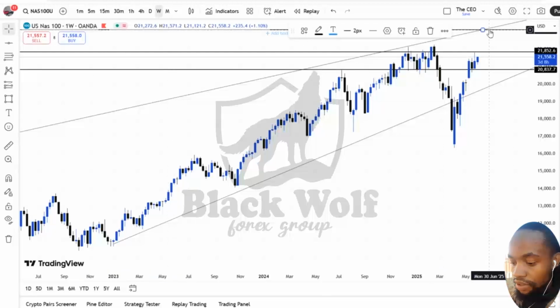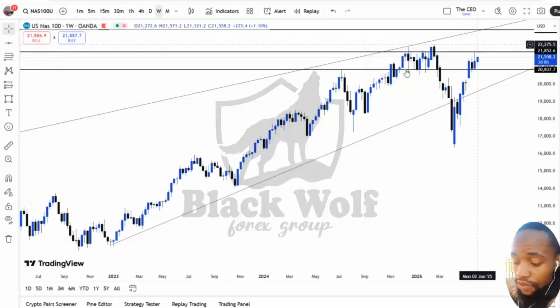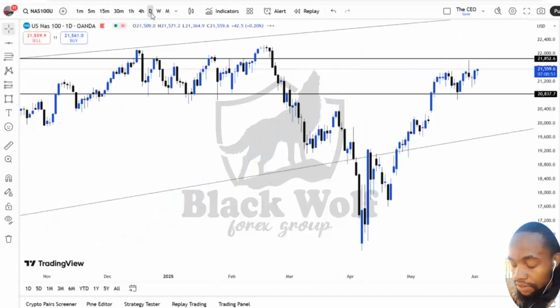So I'm gonna put another level there, because so far it's that interception here. We suspect that the market might reach that level before it could give us any direction on where it's gonna be going next. So let's go back to the daily time frame.